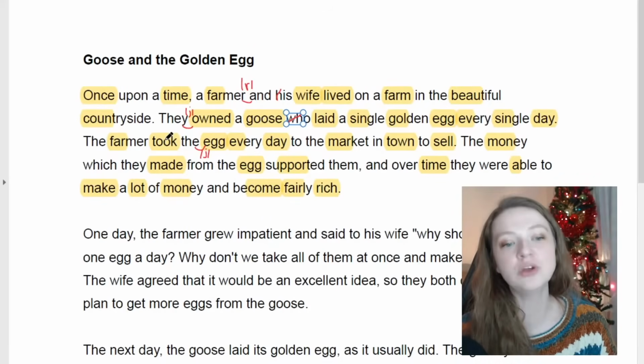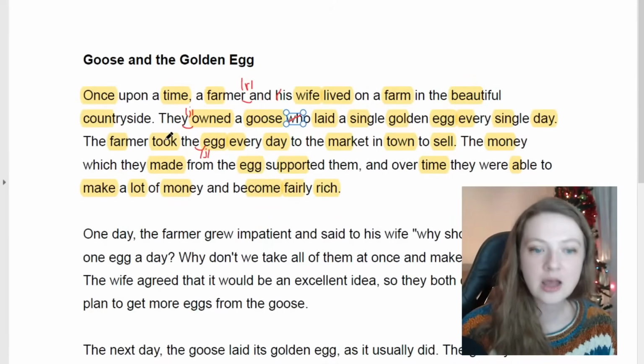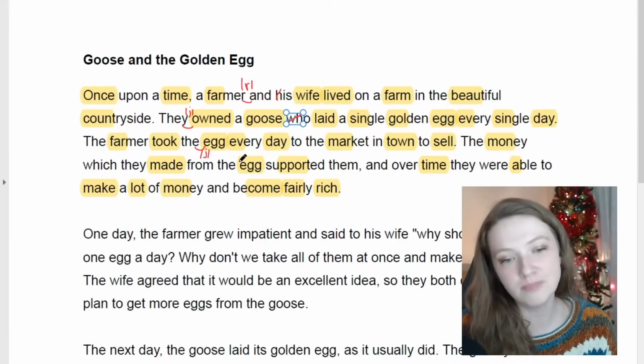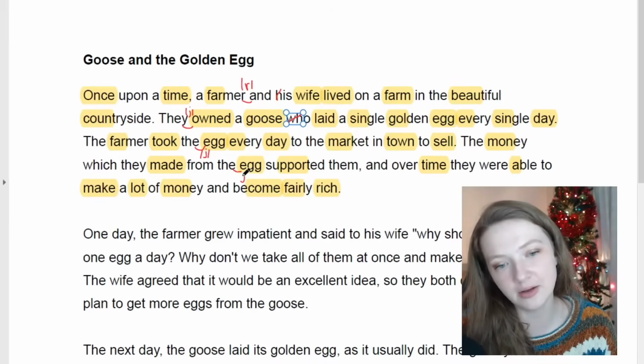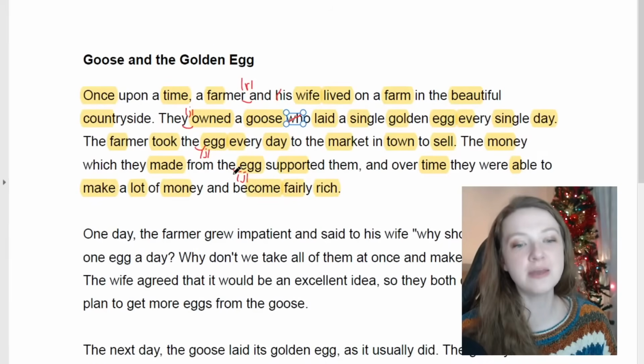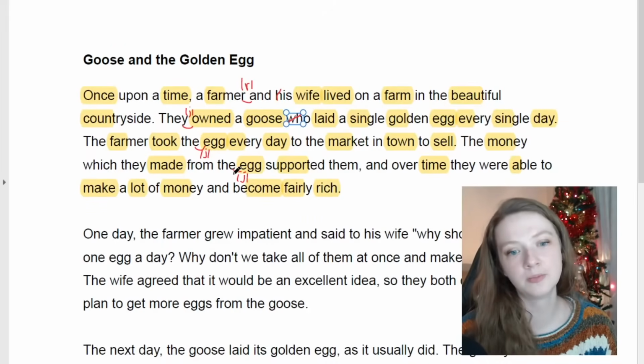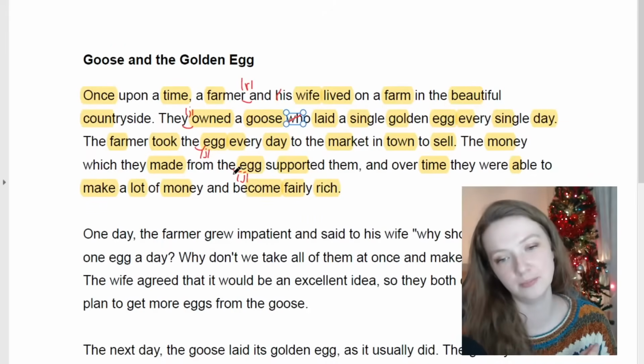The money which they made. Made from the egg. Linking here again with the ya. The money which they made from the egg. The egg supported them.